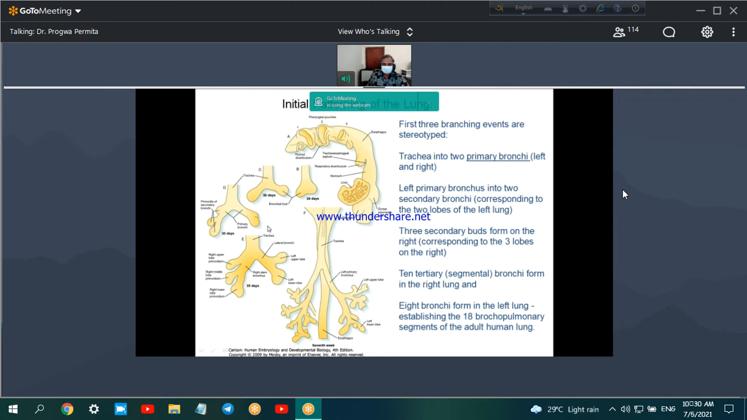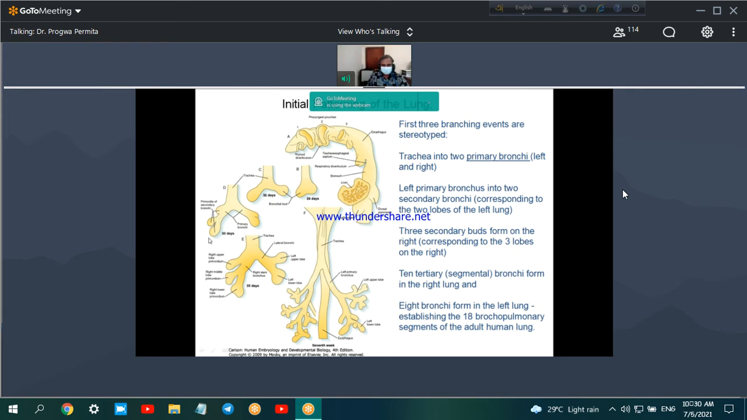The left primary bronchus divides into two secondary bronchi, corresponding to the two lobes of the left lung. Three secondary buds form on the right, corresponding to the three lobes on the right: upper, middle, and lower, or superior, middle, and inferior lobes.